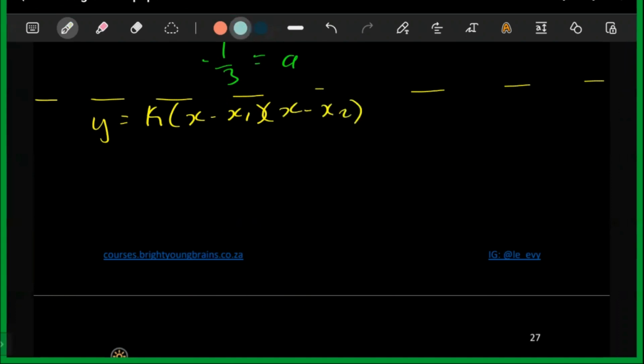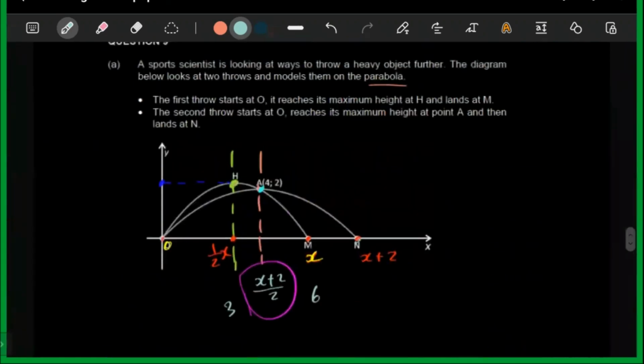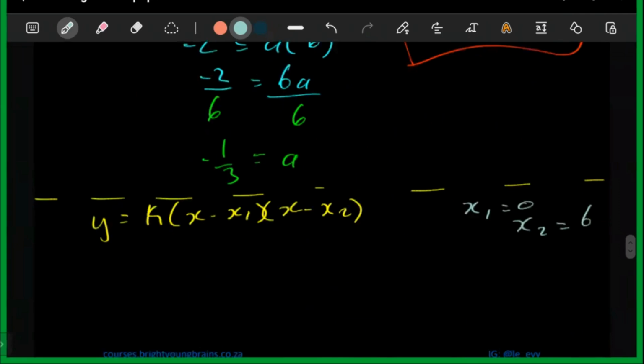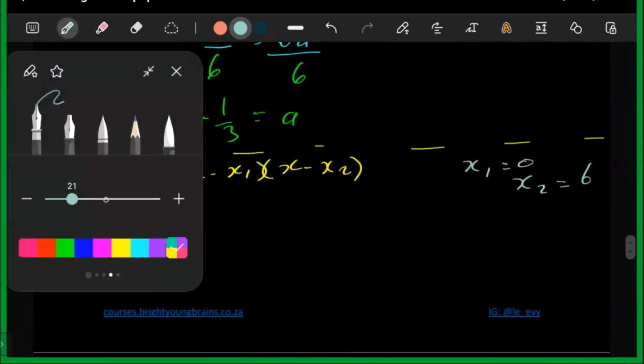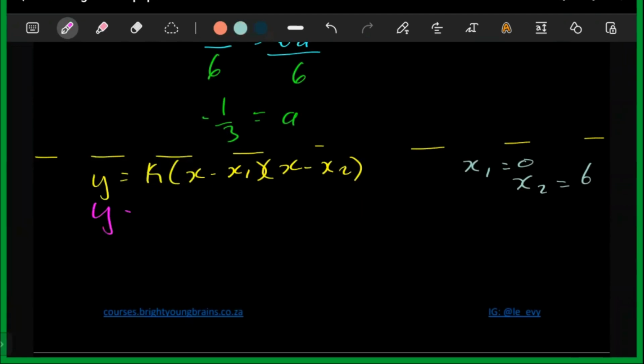The thing is, we have the x1 is clearly a 0, the x2 is clearly a 6. And then to get k, we can sub in a coordinate that the graph passes through, but we don't have anything. So this format, if it seems like it's failing us, let's go to this format here. y is equal to ax squared plus bx plus c. Now the big idea here is we may want to use different variables, like we said.